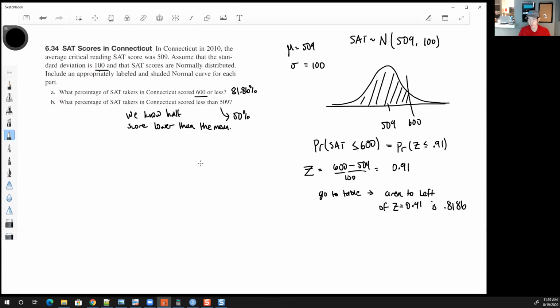Okay. Technically, the answer in real life is ever so slightly different because your SAT is an actual score, you can score exactly 600. But we're treating it as a normal distribution where it's continuous, and then the probability of less than or equal to will be equal to each other.